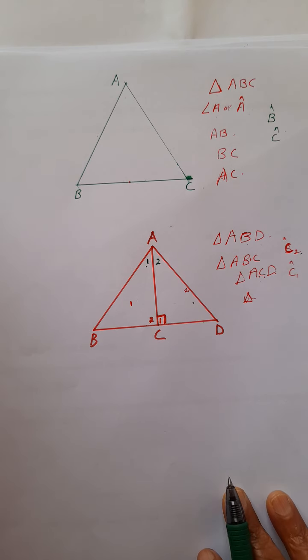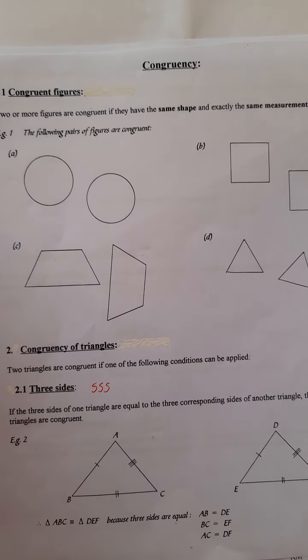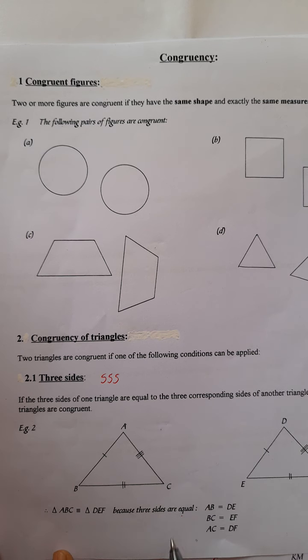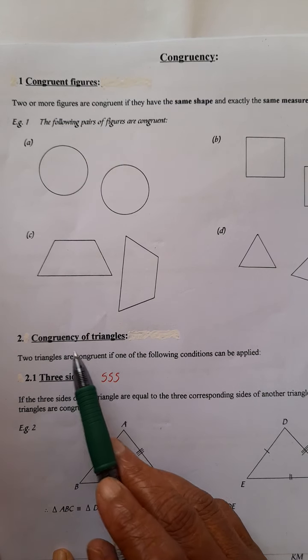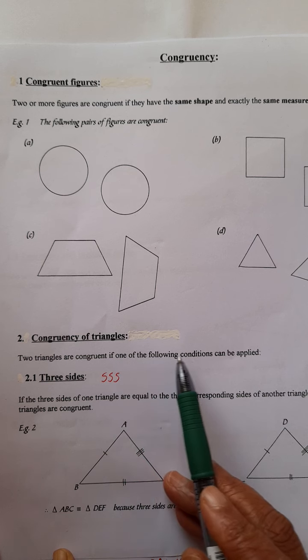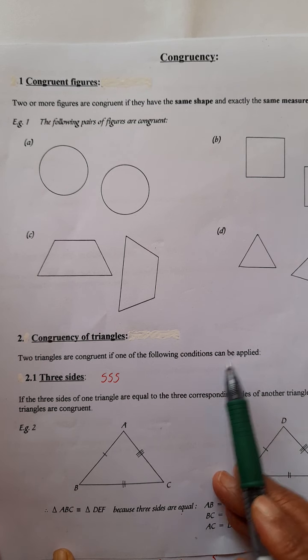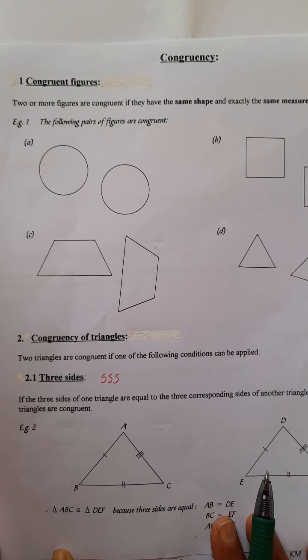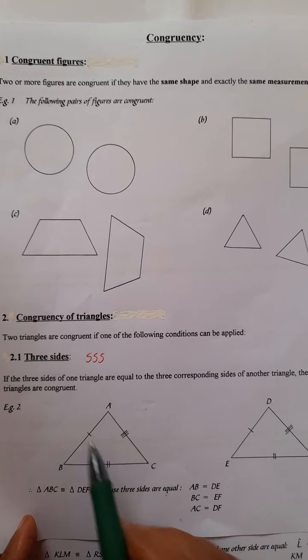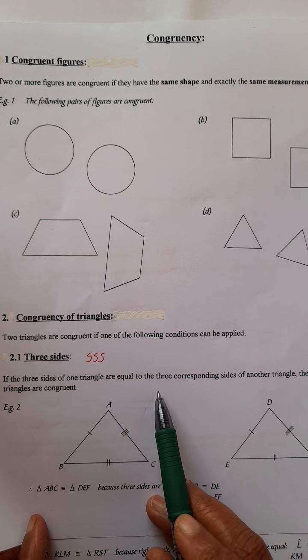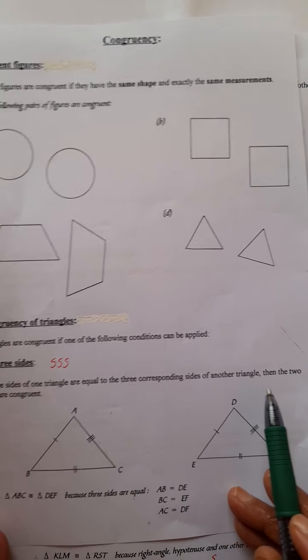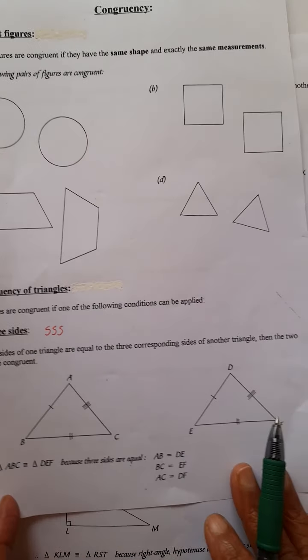So remember all this. Then let's look at the conditions of congruency of triangles. Two triangles are congruent if one of the following conditions can be applied. There are 4 conditions. We'll go one by one. The first one is 3 sides. If 3 sides of a triangle are equal to the 3 corresponding sides of another triangle, the 2 triangles are congruent.